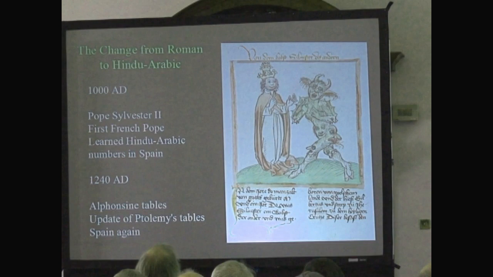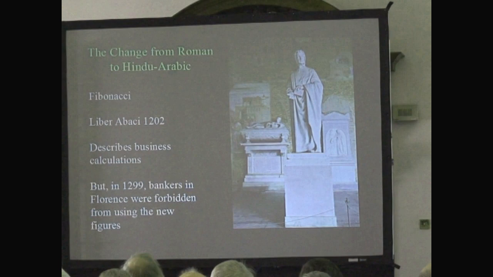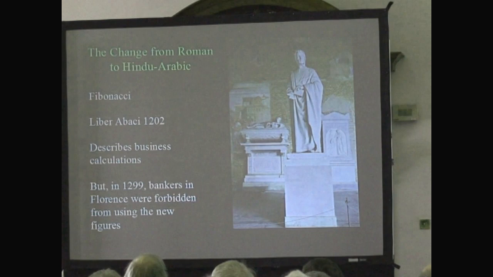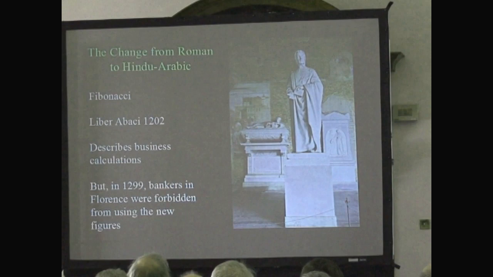And then Ptolemy's astronomical tables were published in Spain and updated. But again, Spain's a significant thing here because that's where people were familiar with Indo-Arabic numbers. The real progress started to be made with Fibonacci. He wrote a book called the Liber Abaci in 1200, and he described business calculations, and he was also in Italy rather than in Spain. His statue, if you ever go to Pisa, is in the Campo Santo. This isn't my photograph, but it's the most impressive statue in the place, actually. So he's obviously well thought of.